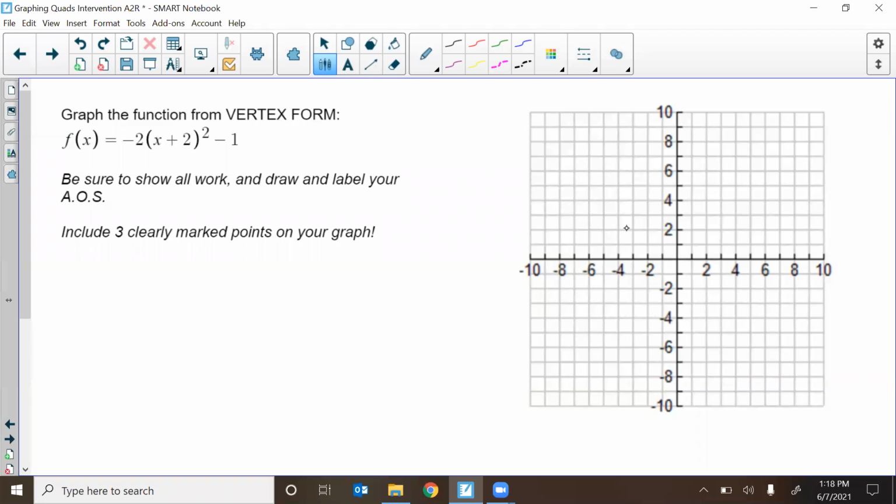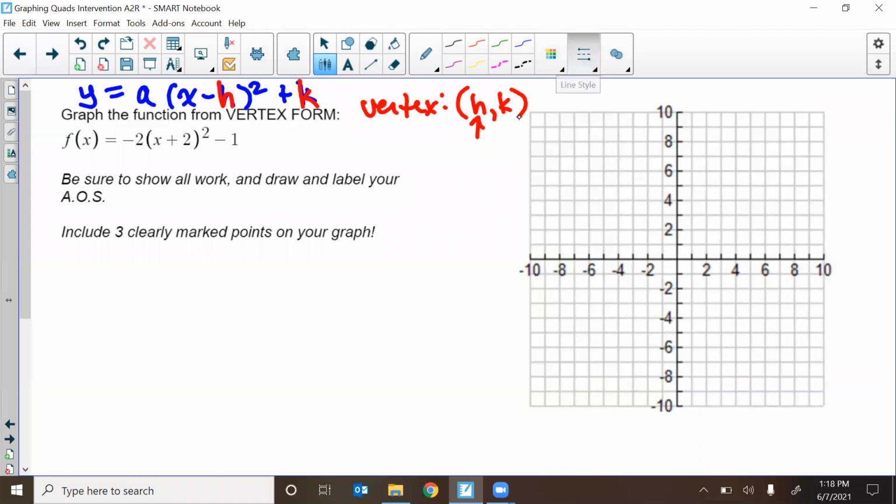Okay, to graph a function in vertex form, remember that the generic form of vertex form looks like this. And the vertex is going to be the H and the K. But because of that subtraction in front of the H is what I like to call the opposite.